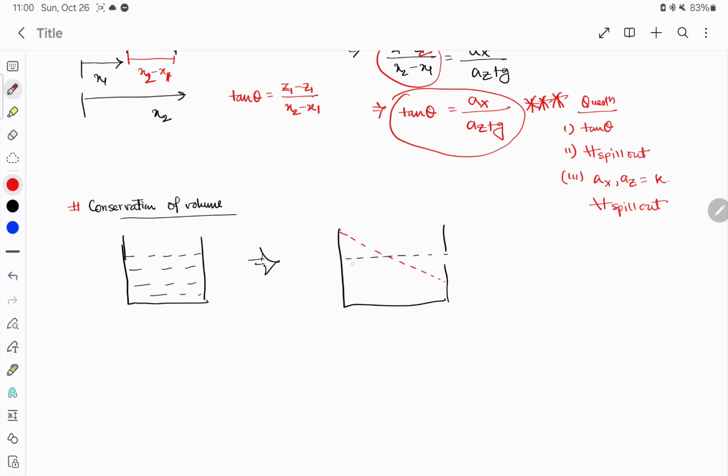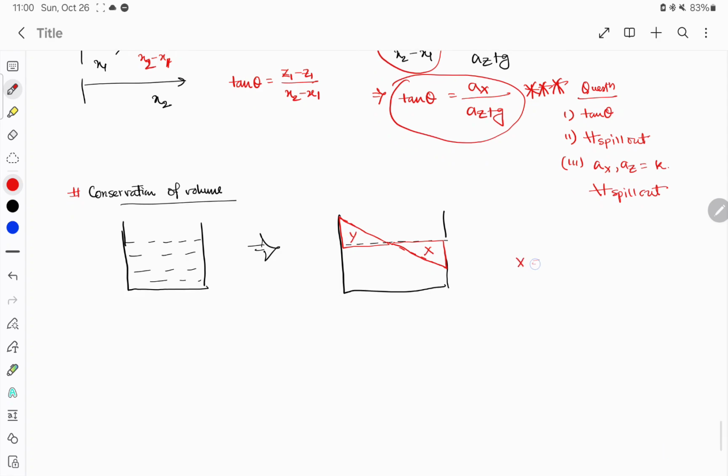So अगर इस तरफ इतना बढ़ गया तो पानी तो कहीं जाएगा नहीं, तो इस तरफ इतना कम हो जाना चाहिए, राइट? Means the volume is conserved. If this is x volume and this is y volume, then x will be equal to y. This is true if there is no volume spill out.